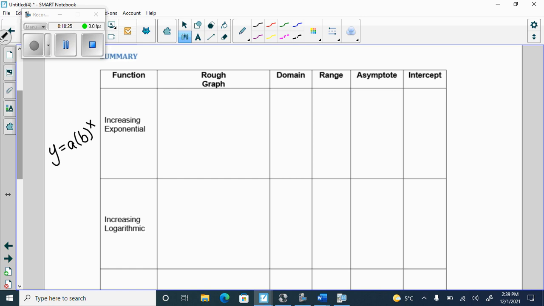Okay. So I know that b would have to be greater than 0. Canyon's completely correct. And then what we do is we increase. Because if b is greater than 1, it's doubling or tripling. Remember we talked about things like that? Or it's like 1.045. It's increasing.